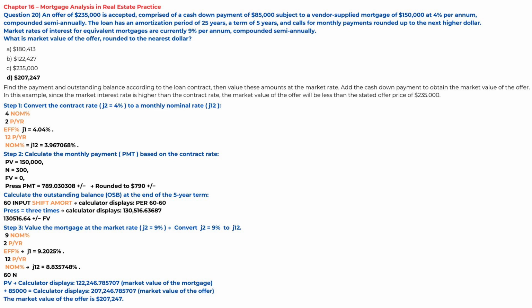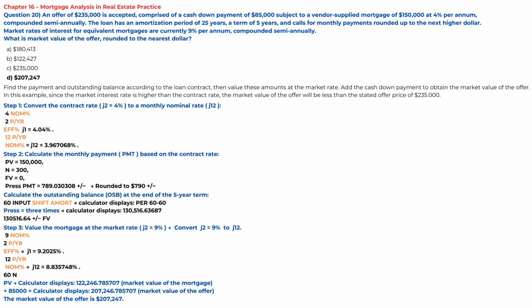Find the payment and outstanding balance according to the loan contract, then value these amounts at the market rate. Add the cash down payment to obtain the market value of the offer. In this example, since the market interest rate is higher than the contract rate, the market value of the offer will be less than the stated offer price of $235,000. Step 1. Convert the contract rate J2 equals 4% to a monthly nominal rate J12.